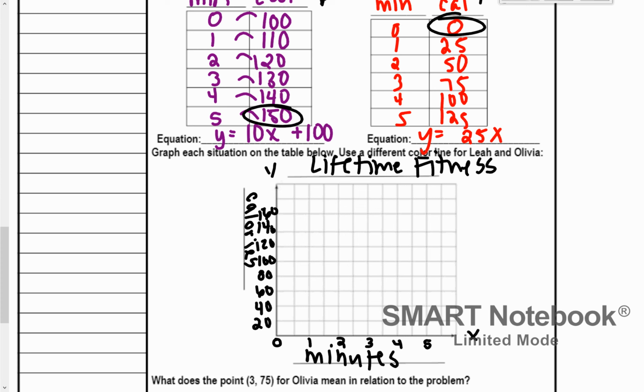All right, so Leah has 0, 100. So we go over 0, up to 100, put a dot. Over to 1, up to 110, which would be right about here. Over to 2, up to 120. Over to 3, up to 130. Over to 4, up to 140. Over to 5, up to 150. We're going to connect those dots to make a line. So it shows that if she did like 1.5 minutes, she'd be right around here.